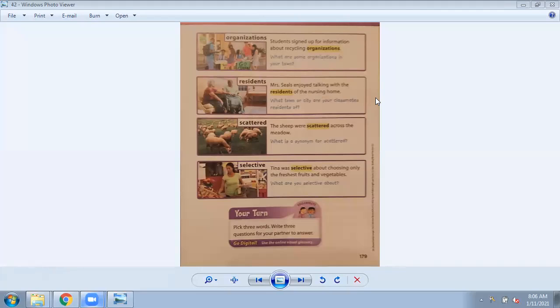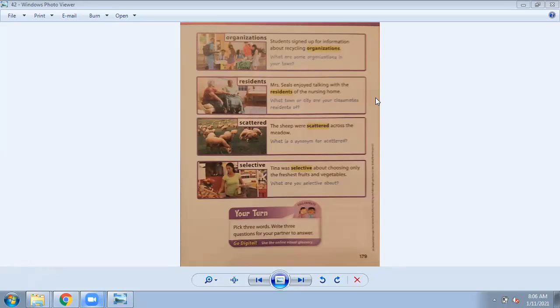All right, let's read the sentence, please. Thank you, Hamza. Let's read the sentence, please, for scattered. Iyad. No, no, no. I asked you to read the sentence for scattered, please.